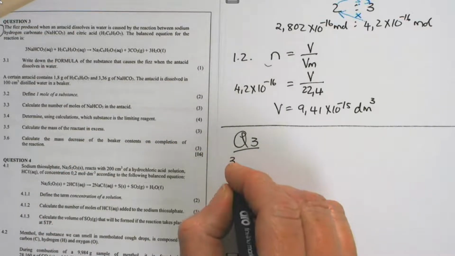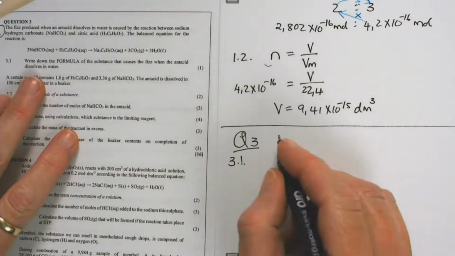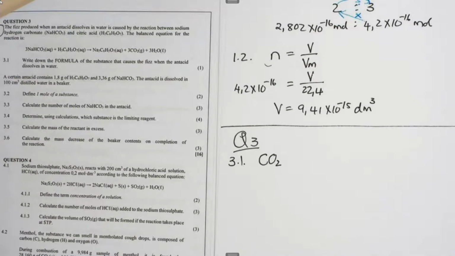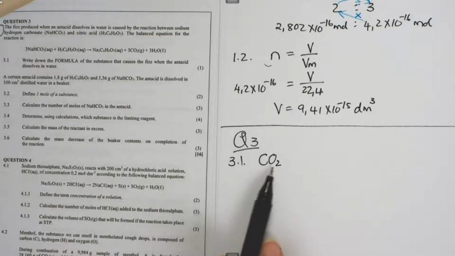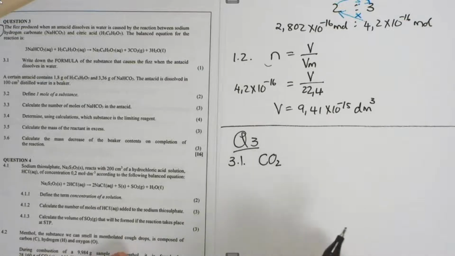Okay, 3.1. Write down the formula of the substance that causes the fizz when it's dissolved in water. So that means they ask the formula, so I must write down CO2. Please be cautious, if they ask you to write down the name, then you must write carbon dioxide. If they ask the formula, then you write CO2. So just make sure. So if you put ACC into water, there's a carbonate that causes that CO2 gas. If you look at Barocca, put that into water, it makes a fizzy sound. So that is the CO2 that is released.